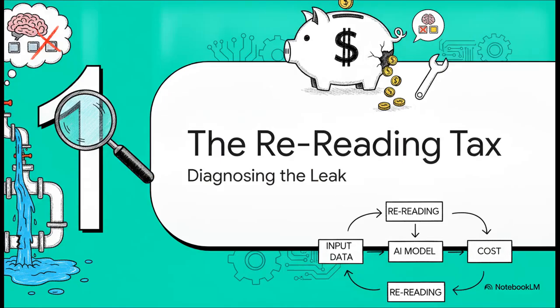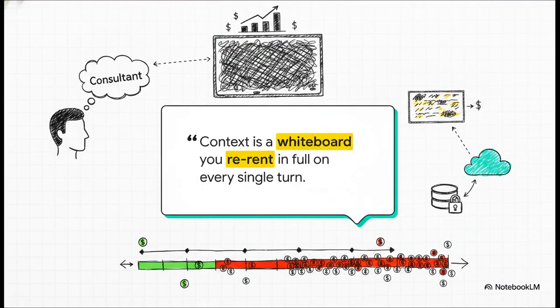Section 1. The rereading tax. Because before we can apply the cure, we absolutely have to diagnose the leak. There's this quote from the source material that just perfectly captures the pain point so many developers are facing right now. It goes, "The context window is not free memory. It is a whiteboard you re-rent in full on every single turn."